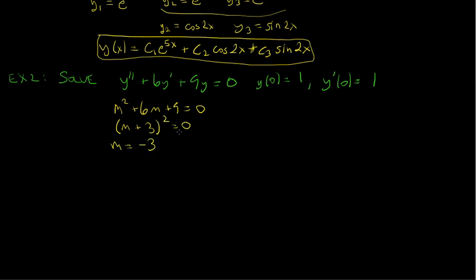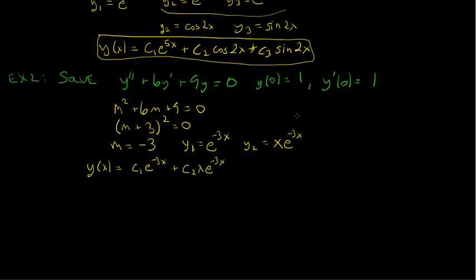So remember what we do in that case. Obviously one of the solutions, y1, will just be e to the -3x. To get the other linearly independent solution, we're just going to multiply by x. So x e to the -3x. Okay, so that means the general solution is going to be y of x equal to c1 e to the -3x plus c2 times x times e to the -3x.